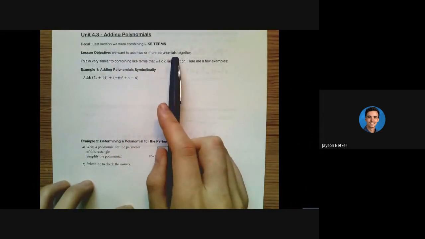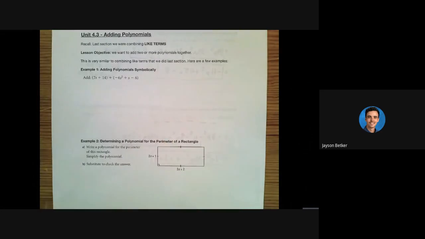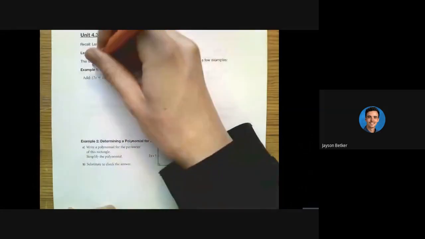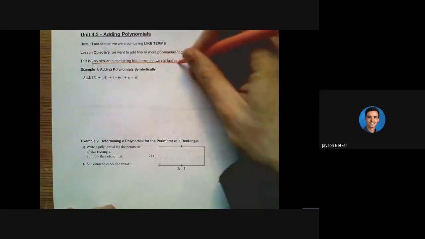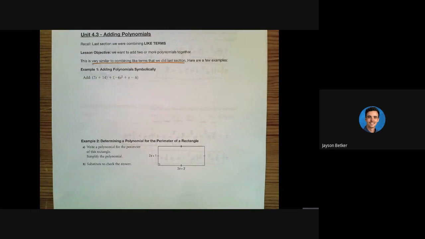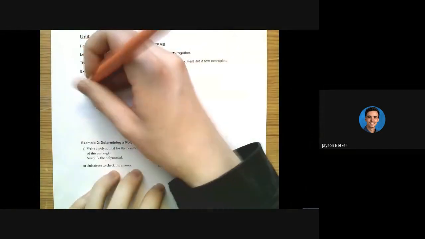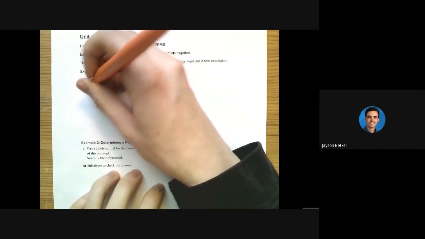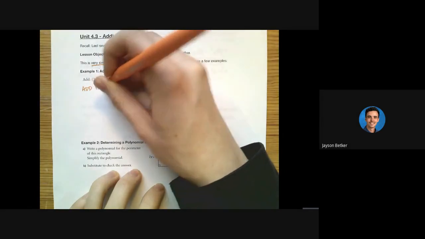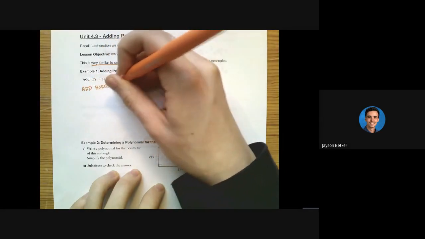In this one, we want to learn how to add two or more polynomials together. The best way to do this is just to jump right into doing some examples, and you will very quickly see how it is very similar to combining the like terms that we did in our last section. So we have two ways to do it. We can either add horizontally or we can add vertically. Let's add horizontally first.